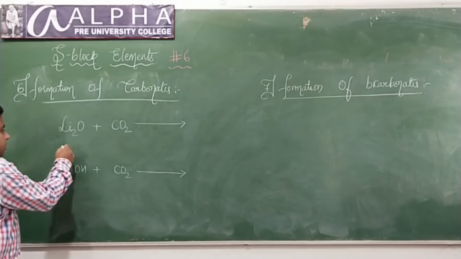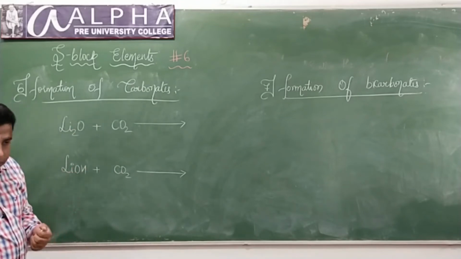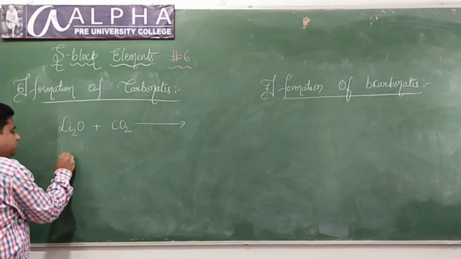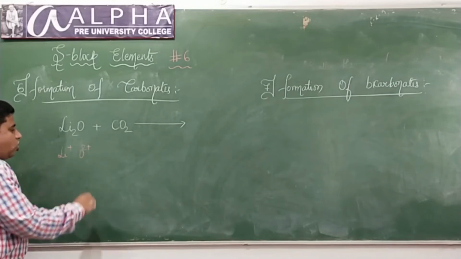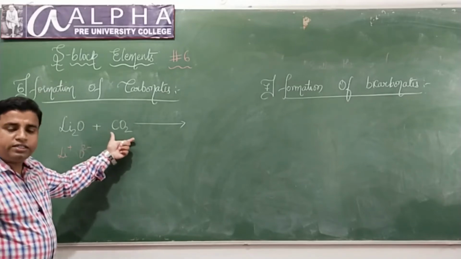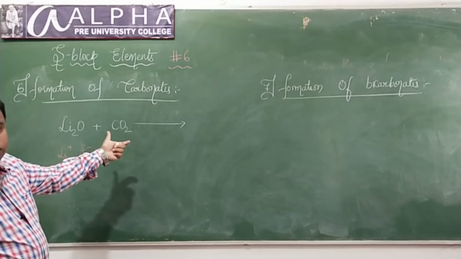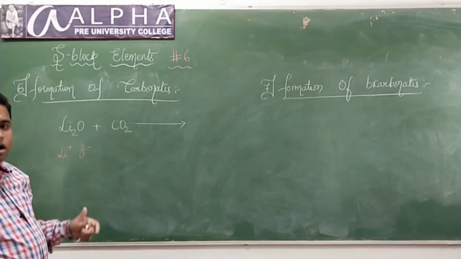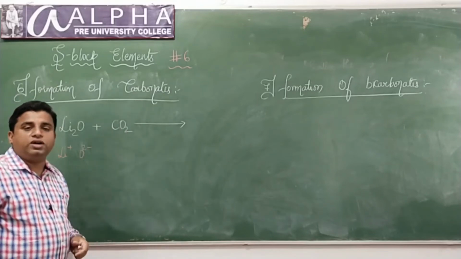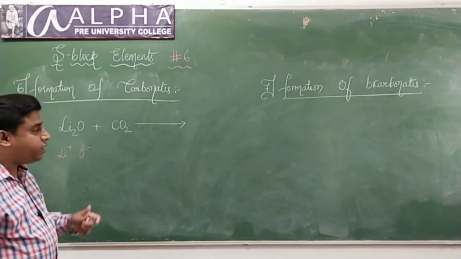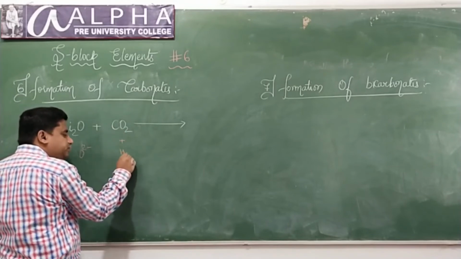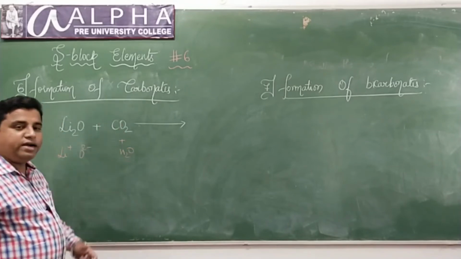In this case, the ions are lithium ions and oxide ions. But carbon dioxide is not an ionic compound, it's a covalent compound, therefore there will be no ions. Note this point: if you have a covalent compound in a reaction, just dissolve that covalent compound in water.